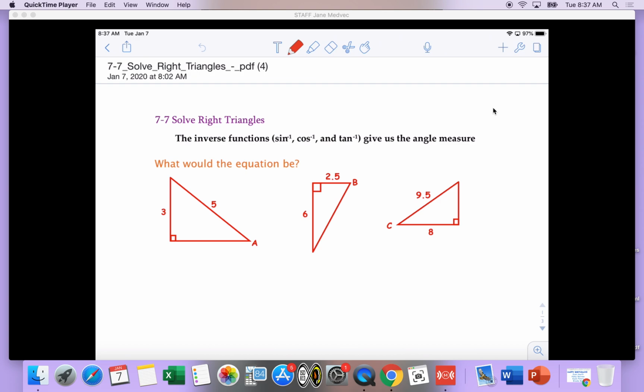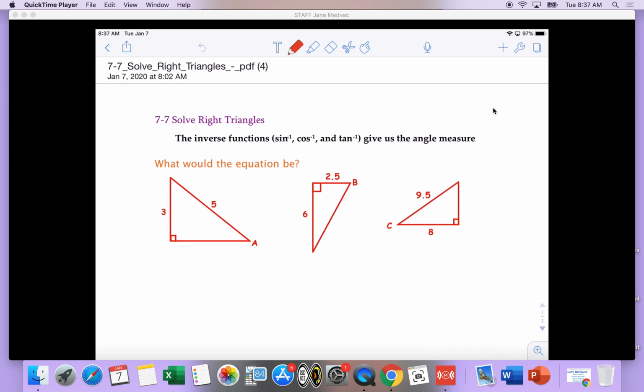Today we're going to work on 7-7. We're solving right triangles. In the past, on the last two sections, we've been using trig, sine, cosine, tangent, to find side measures of a right triangle. Again, they have to be right triangles. If they're not right triangles, you can't use this.